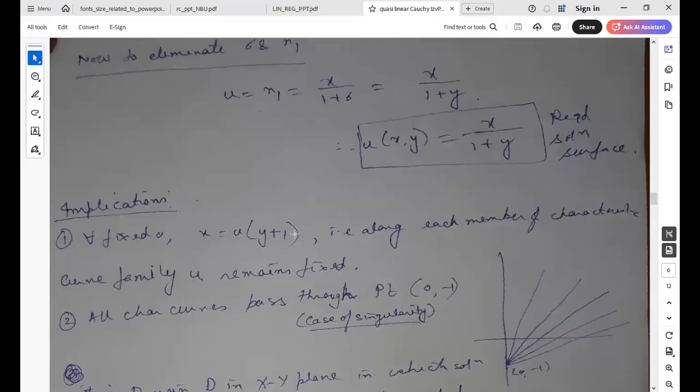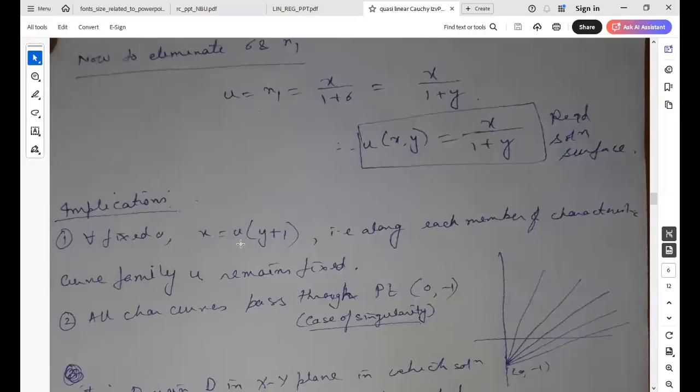xy plane means x and y will be there, and u is some fixed value. That means either on the xy plane or any plane parallel to the xy plane. If I put u equal to 0, then it is the xy plane; if I put u equal to 0.1, then it is a plane parallel to the xy plane where only x and y are varying. So we are roughly calling it the xy plane. For every fixed u, you are getting a member of the characteristic family.